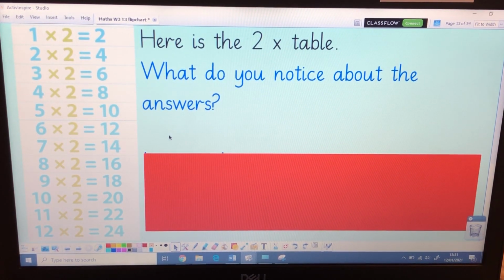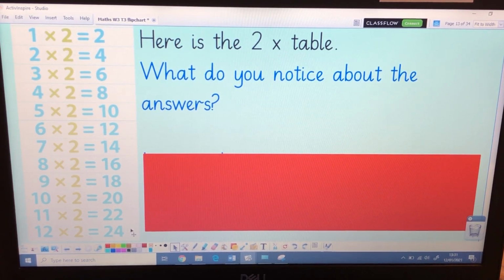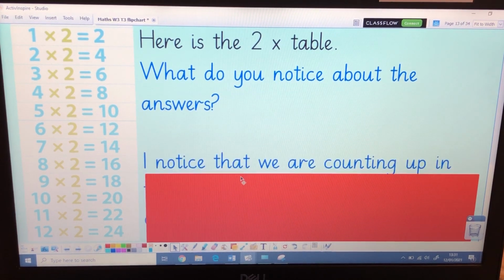Okay, here's a quick recap from yesterday. We've got our 2 times table over here. What do you notice about the answers in the 2 times table? I wonder if you can remember what we talked about yesterday. Maybe you want to write the answer down or tell your adult at home. I'm going to reveal it now.